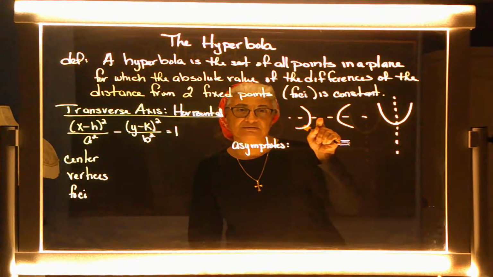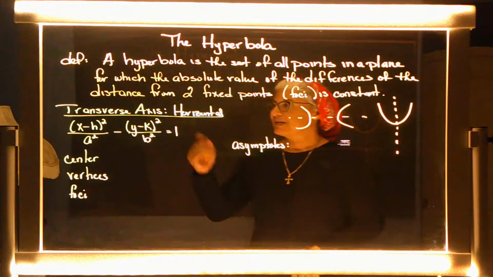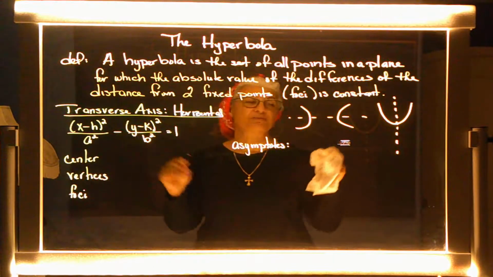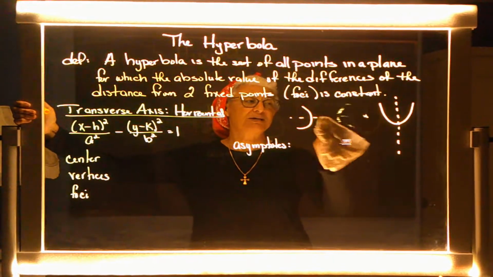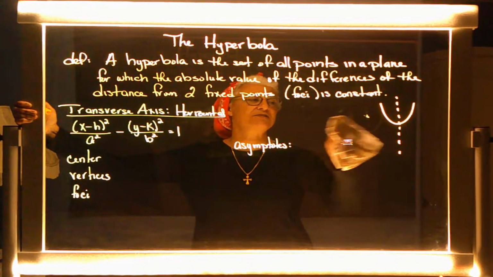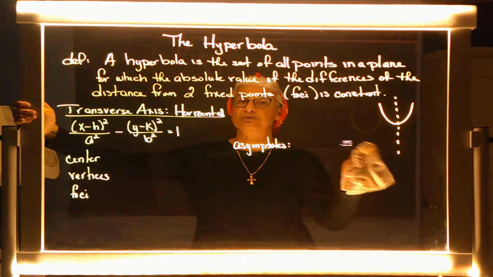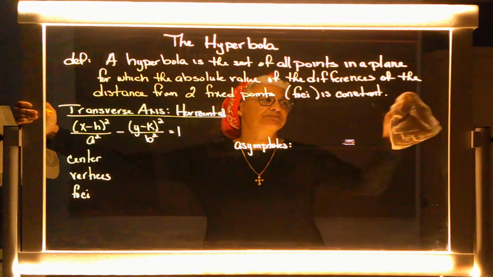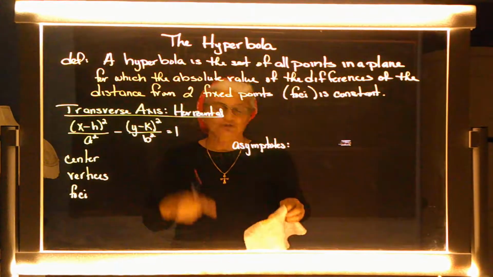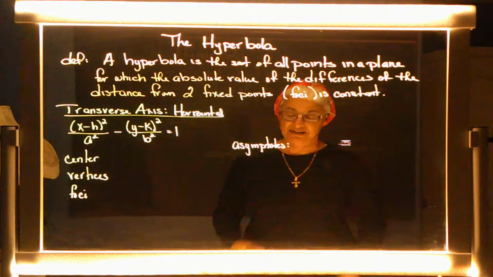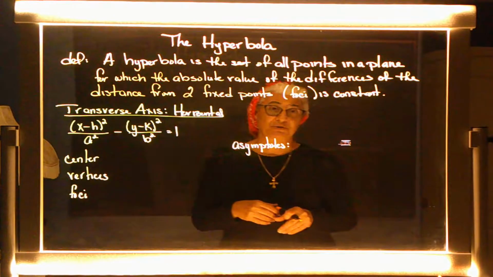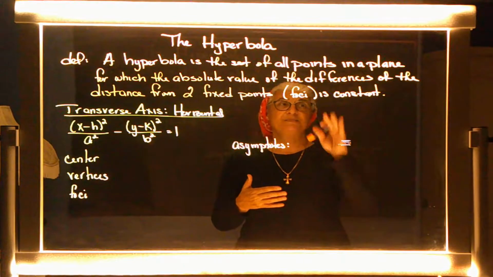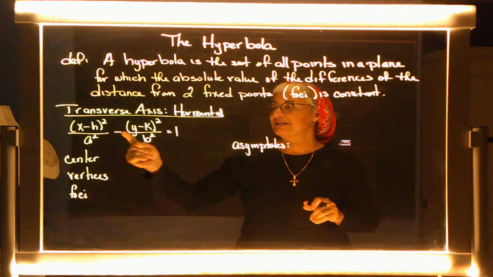Are you with me? Okay, so now here is the equation, the standard form, for a hyperbola that is going left and right, that has a transverse axis that is horizontal. Now look at the formula. What do you notice about it? Yeah, if you said that looks like the formula for an ellipse, you're absolutely correct, because the definition is extremely similar, except for the ellipse it's the sum, but on the hyperbola it's the difference.